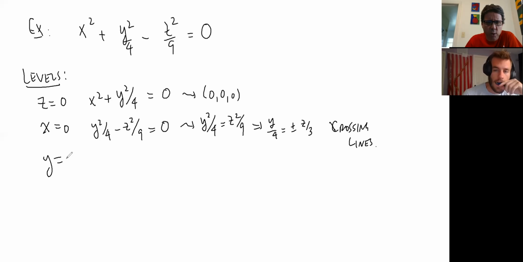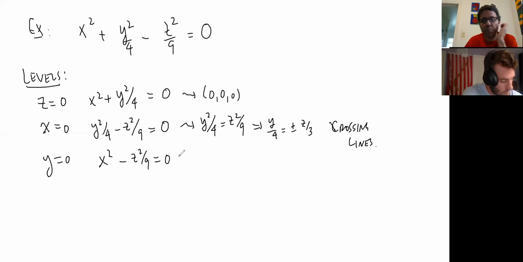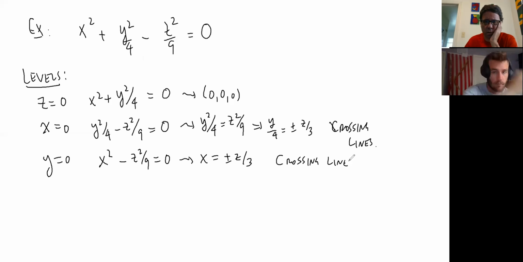If I tried y equals 0, it turns out I get something very similar: x squared minus z squared over 9 equals 0. The y term drops out. So when I bring the z part to the other side and take a square root, I'll get x is plus or minus z over 3, which is also crossing lines. I'll try and put all these things into the picture.